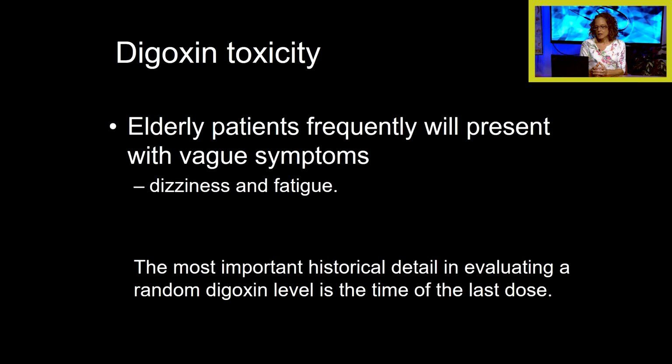And so in DIG toxicity, we also want to make sure that our elderly patients might be presenting with more vague symptoms where it's not so obvious. They may say they're dizzy, they may say they feel tired. The most important historical detail in evaluating the random DIG level is really the time that they had their last dose. So always ask important questions like: you're having a little bit of visual changes, you're feeling a little bit sick to your stomach, GI upset, you're on digoxin. When was the patient's last dose?